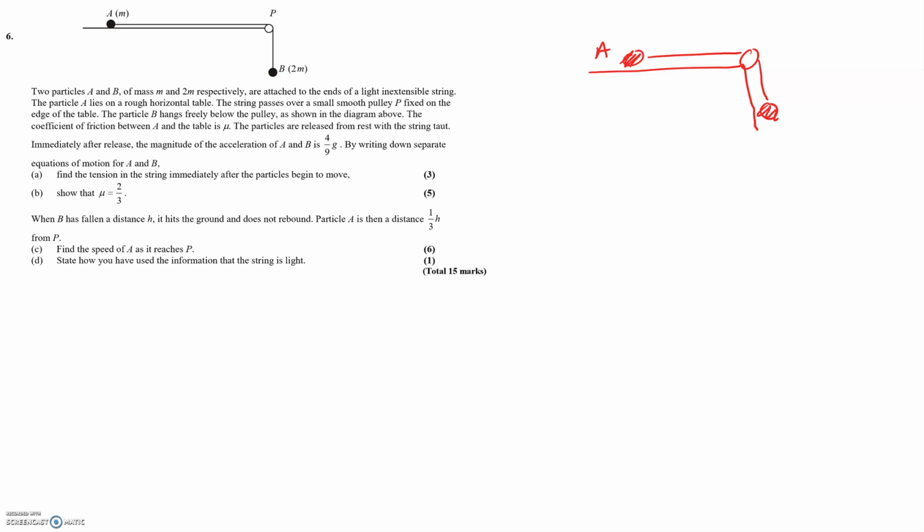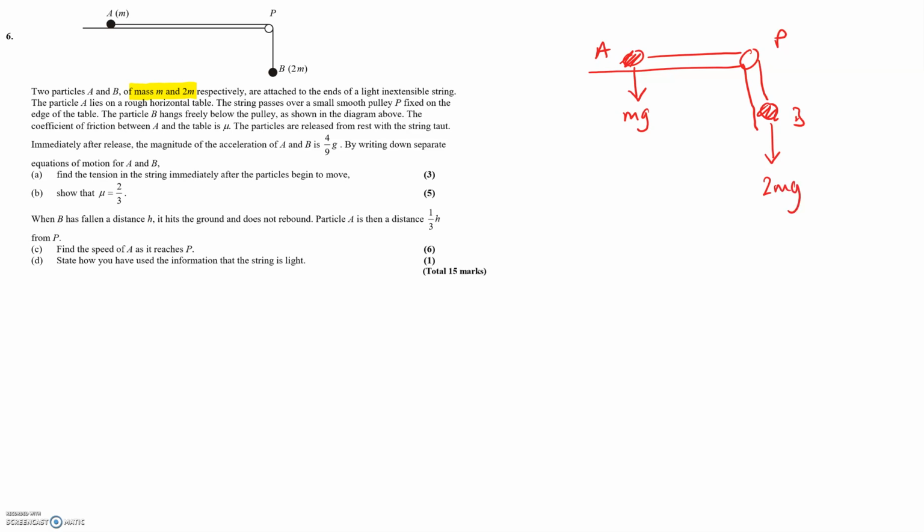This is particle A and this is particle B. I'm just going to go through the question just to see what information there is that I can add to the diagram. So it says two particles A and B of mass m and 2m respectively. So A has a mass of m, so it's got a weight of mg, and B has a mass of 2m, so its weight is 2mg.